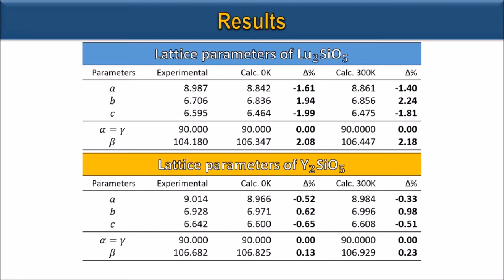So these two tables show that the potential parameters were able to reproduce both structures with a difference between experimental and simulated parameters below 3%. The difference of all lattice parameters for yttrium silicates is below 0.98% at both temperatures. That shows that the potential set very successfully describes these materials. For the lutetium silicate structures, this agreement is less accurate, below 2.24% at room temperature, but still within acceptable values.